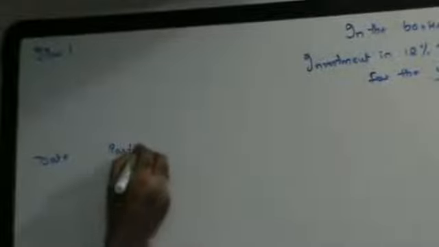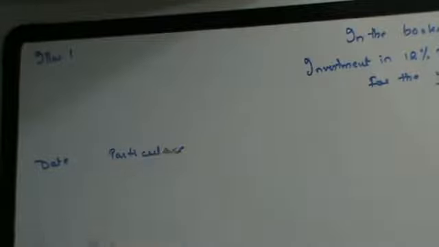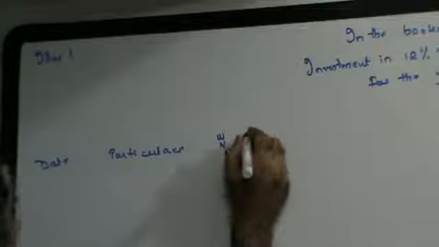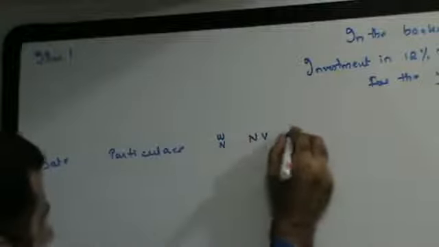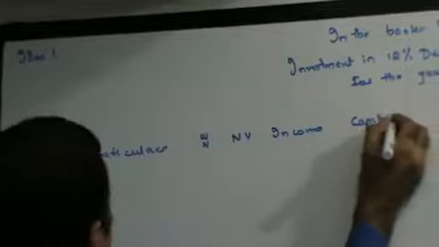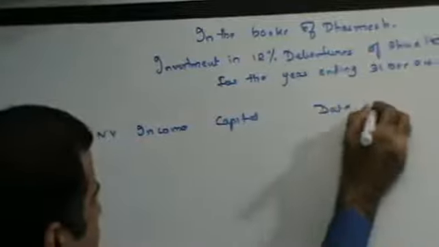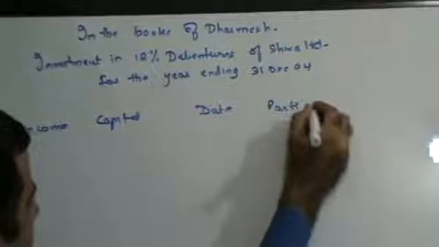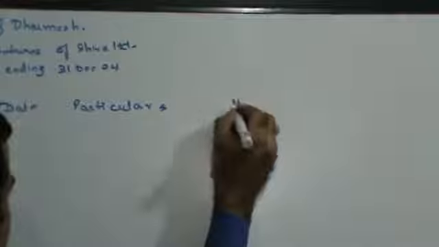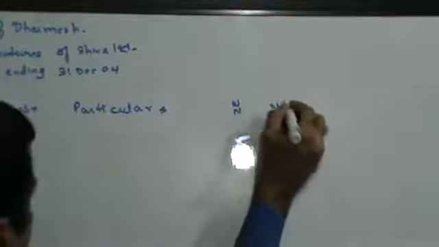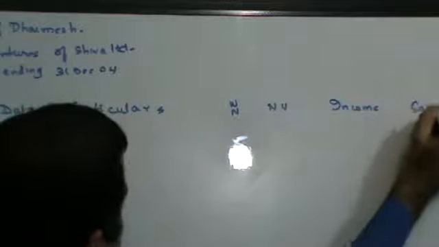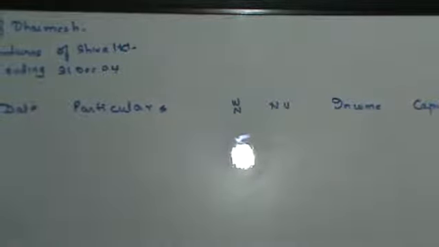Date, particulars, working note, nominal value, income, capital, date, particulars. So this will be your entire debit side. Particulars, working note, nominal value, income, capital. Right?